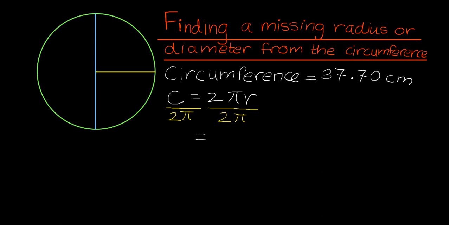The 2 pi will cancel out with the 2 pi over here, and you'll be left with a formula where r is equal to C divided by 2 pi. Now for some of you this might be a bit difficult to follow, so it's not really too big of an issue. We can use a triangle.